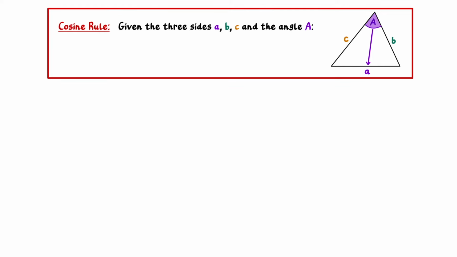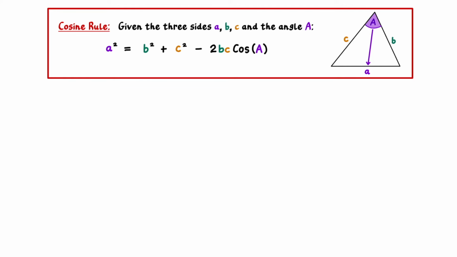Let's jump straight into the statement of the theorem. Given the three sides a, b, c, and the angle capital A, we have a squared equals b squared plus c squared minus 2bc times the cosine of capital A.